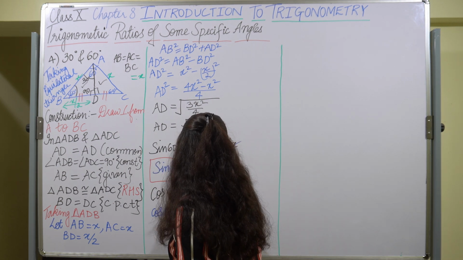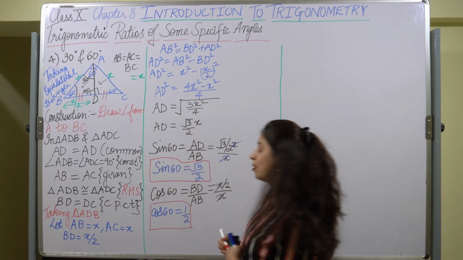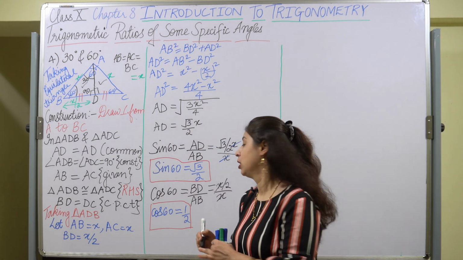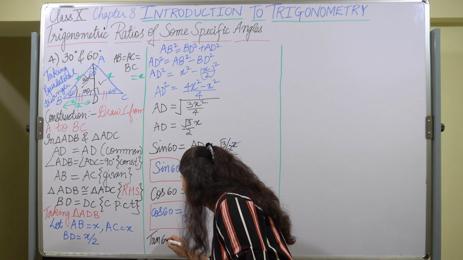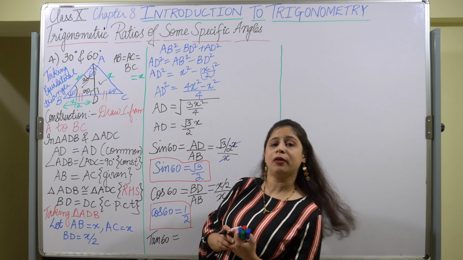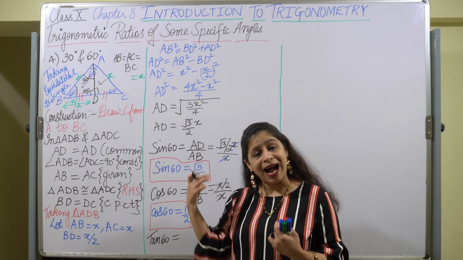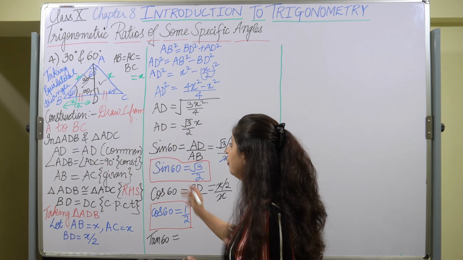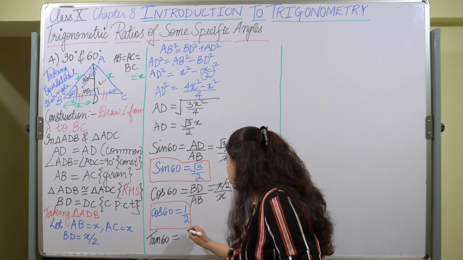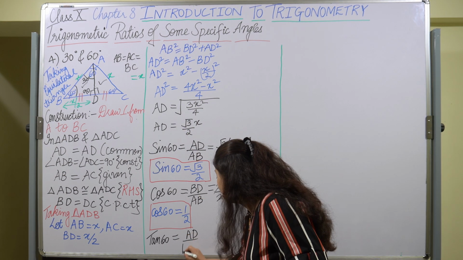So this has to be also learnt by heart. Now comes the tan 60. Tan is always given by perpendicular upon base. Perpendicular is the opposite side and the base is the adjacent side. So the opposite side is AD and the base is BD.